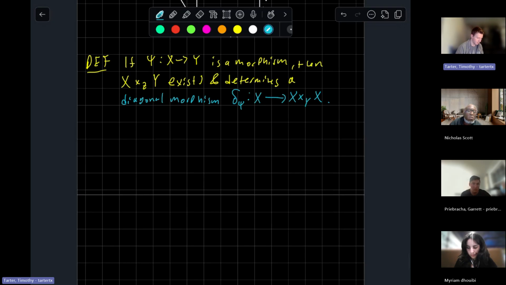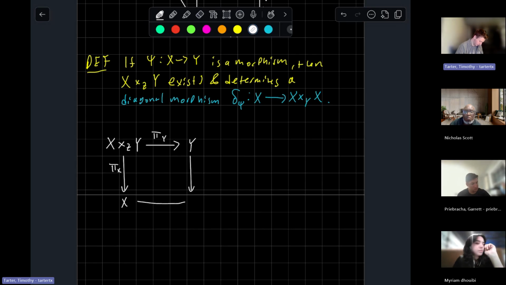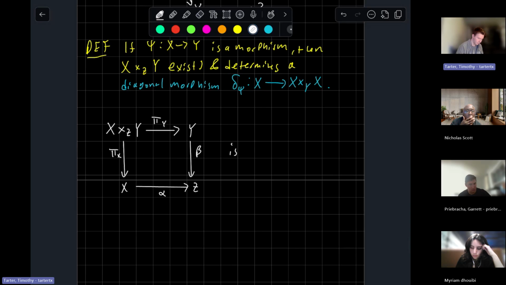And so basically, x with the fibered product of y getting sent by pi of y to y and then to x and to z is called a, we're gonna say like a pullback diagram.